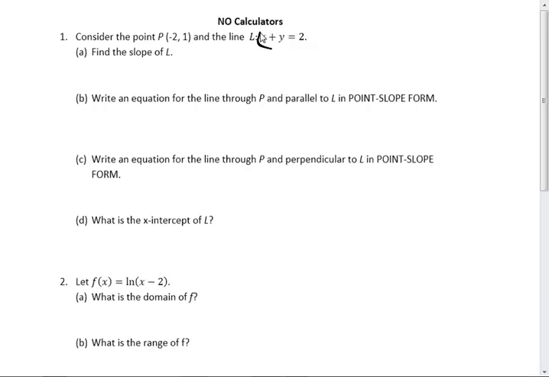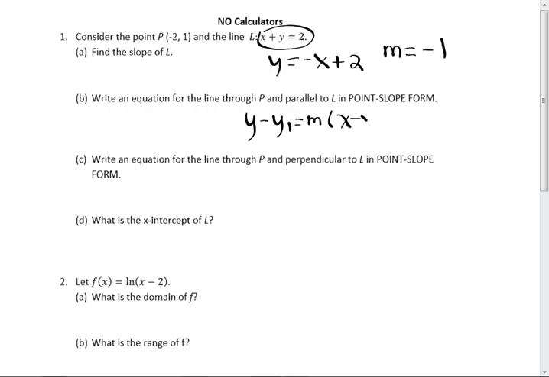And to find the slope, you take this equation and you solve for y: minus x plus 2. So what's the slope? Negative 1. Now, I'm not going to use y equals mx plus b for question B. I told you use point slope, and that's the reason, because it's so much easier. And I remember the point slope is y minus y1 equals m(x minus x1).